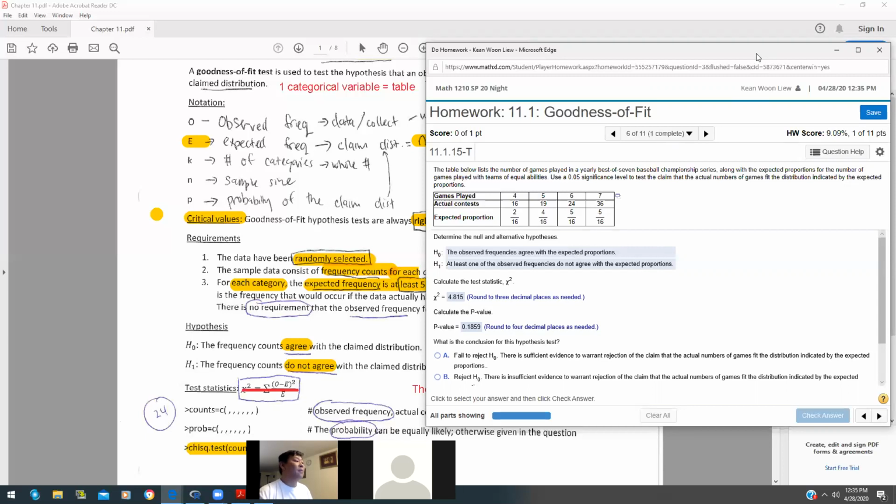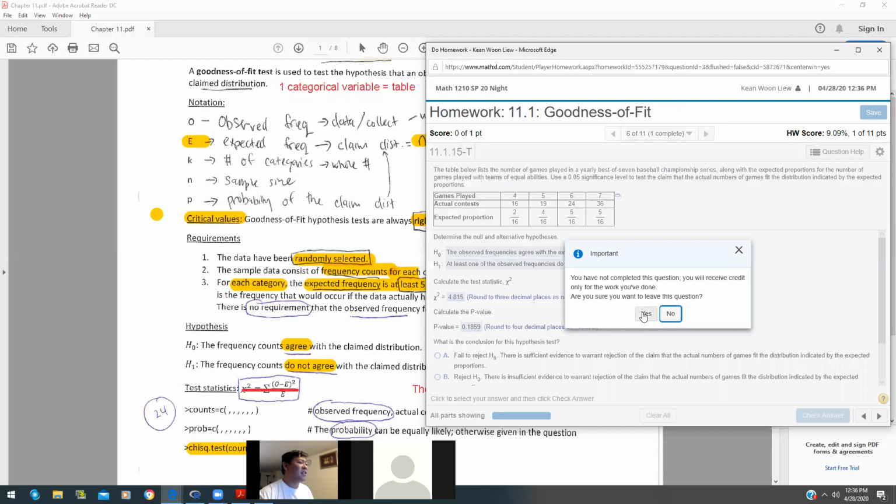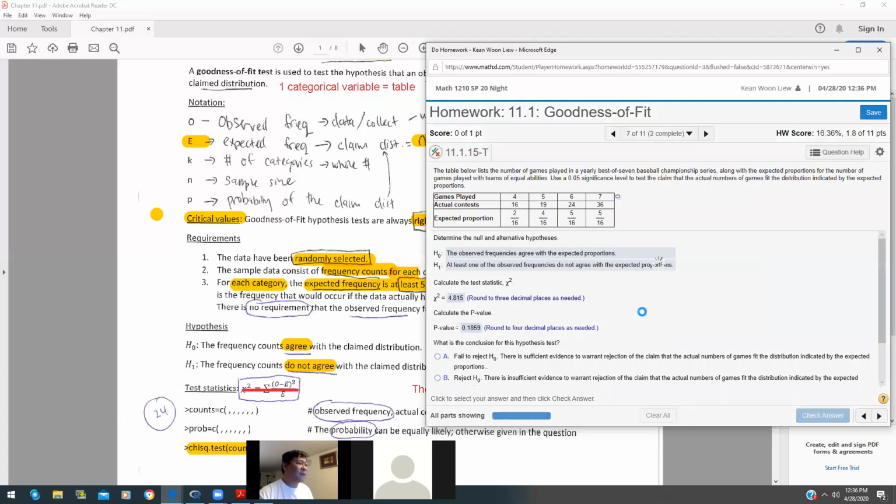So this is 11.1. It's a pretty straightforward type of question, so it's not that difficult. I mean, it's just following what we have here. There are some questions in 11. Anyone have any questions before I continue with 11.2?